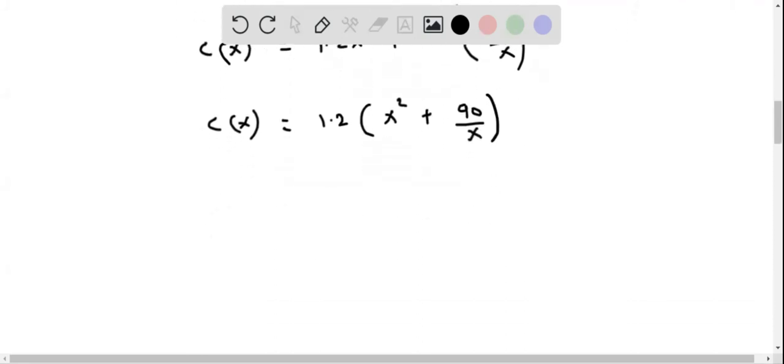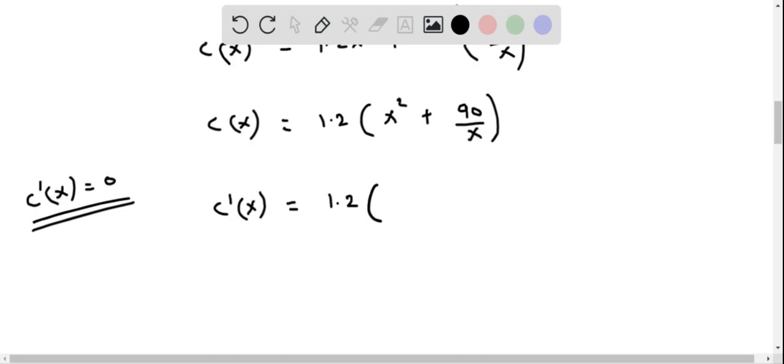Now to optimize this cost function, we should set up this equation and determine x from this one. Basically, we use the calculus method to determine the critical point of the cost function, which usually gives the minimum cost. So let's find the derivative of this cost function. I'm going to differentiate both sides with respect to x, and c prime of x equals 1.2 times the derivative of x squared, which is 2x using the power rule, and then here we have 90 by x. So we can consider this as 90 times x to the power minus 1.